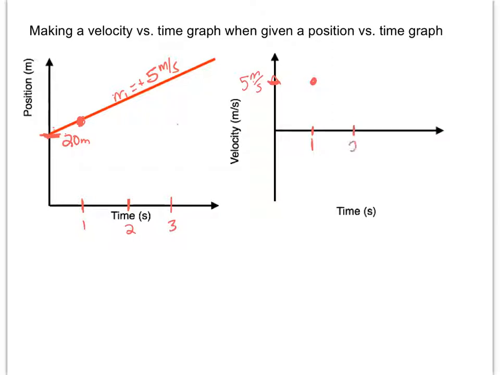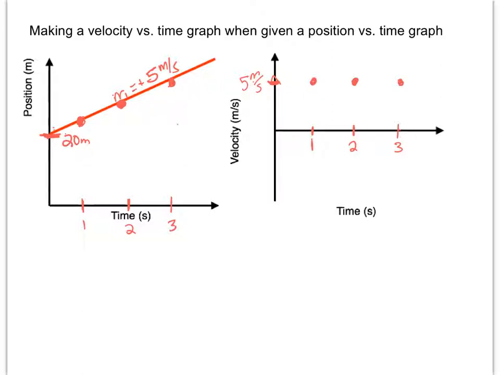So at 2 seconds, let's ask ourselves, okay, well, what is the slope of the graph at this point in the line? And we look at the graph and you say, oh, it's still 5 meters per second. So what we're going to do is at 2 seconds, we're going to graph 5 meters per second. And then we're going to do the same thing for 3. And we will notice, and this time we won't be so surprised, but this time it's 5 meters per second.